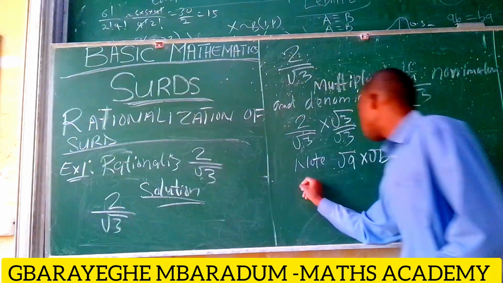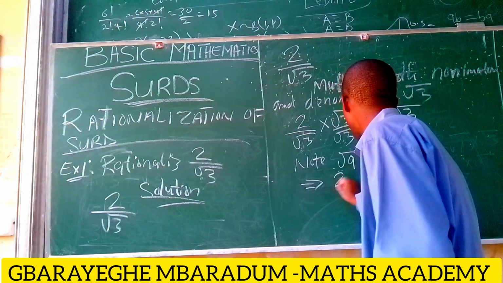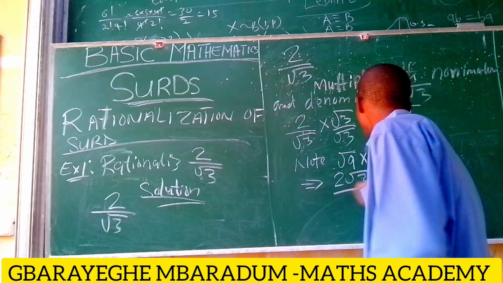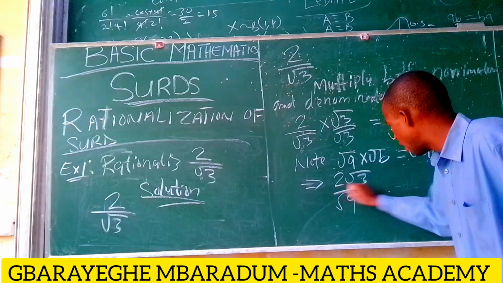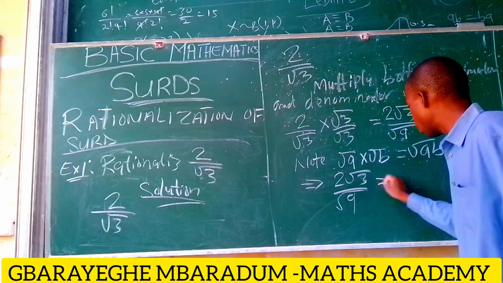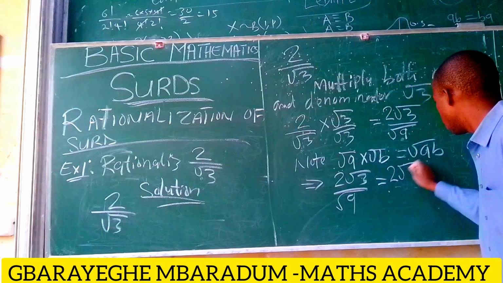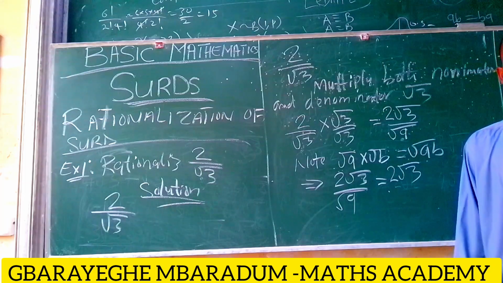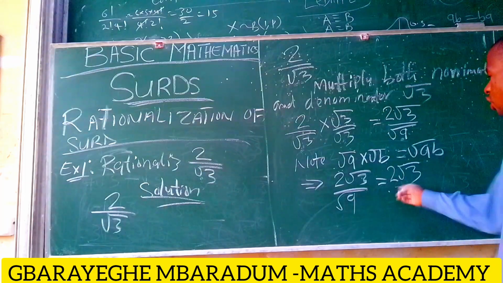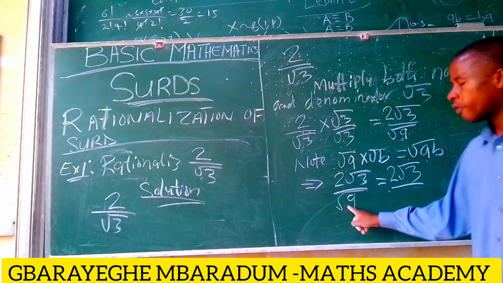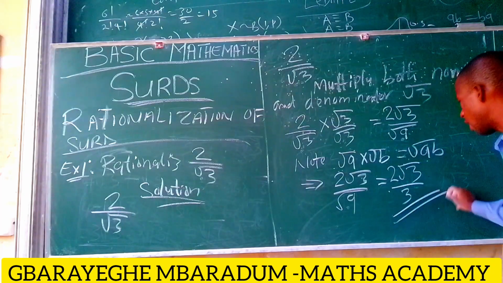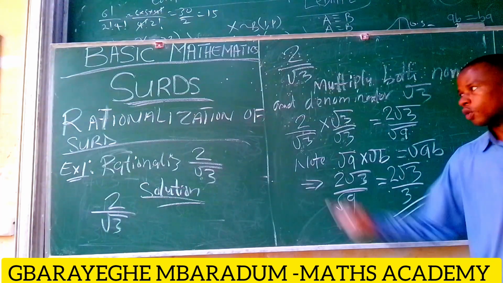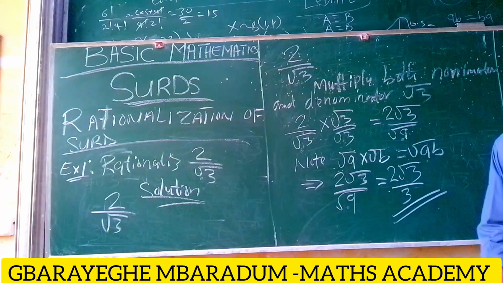That's why we have this 9. Now, it implies that we have 2 root 3 all over the square root of 9. 2 root 3 is already in a simplified form that cannot be simplified further, so we leave it in this form, all over the square root of 9, which is 3. And this is our final answer. At this point, the surd has been rationalized. So that is how to rationalize a surd.